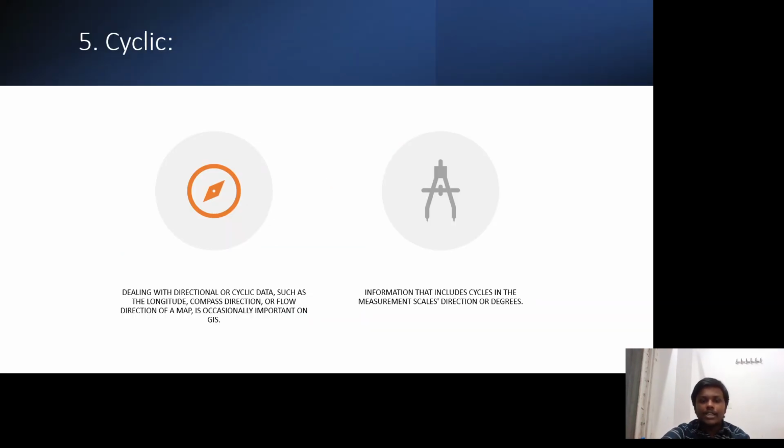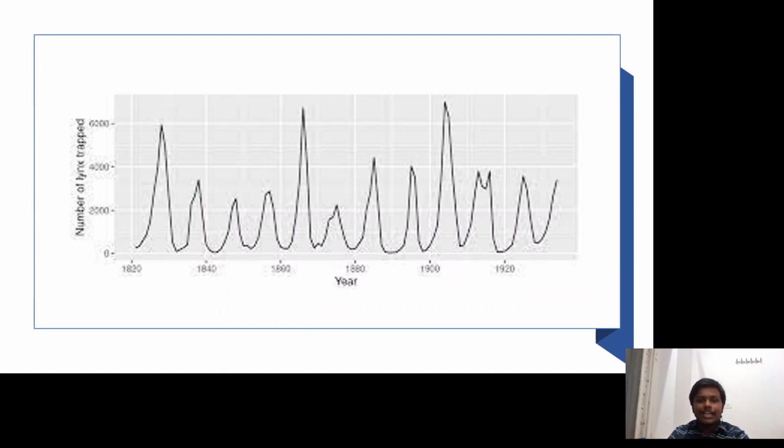The fifth one is cyclic. Cyclic means it has a circular structure. In GIS, it is sometimes necessary to deal with cyclic data such as directions, including the degrees of a map or compass, or times, where the measurement scale wraps around: after 23:59 comes 00, and after 359 degrees comes 0. This means in the cyclic direction we can show that the compass is rotating. This is the example for cyclic data.